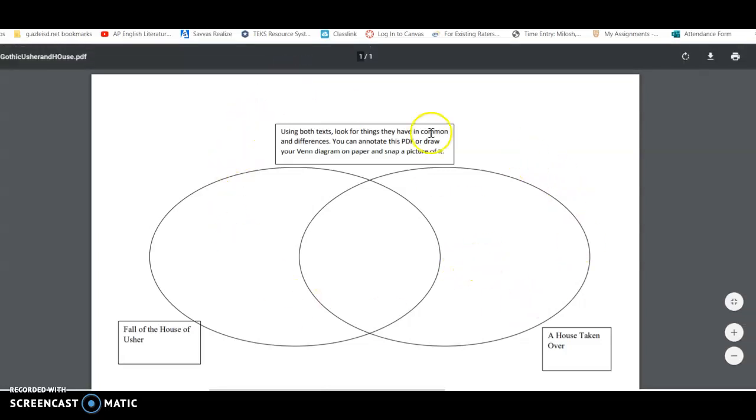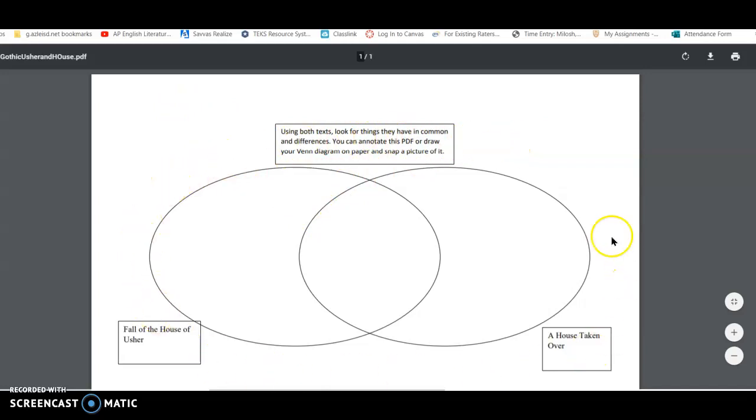So again, today what you're going to spend your time doing is filling out this Venn diagram. I don't mind if you work with someone sitting near you. We have to stay in our assigned seats, but you can talk to classmates and share some ideas if you would like. All right, if you have any questions, feel free to holler at me or raise your hand.